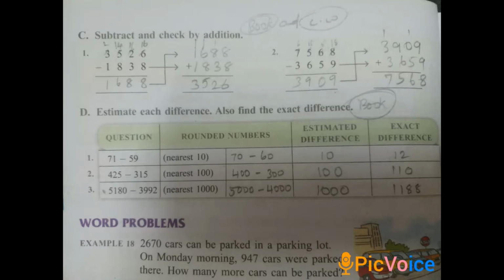Next is C1, subtract and check by addition. So they are given in the book itself with the arrow marks. We are going to do the procedure similarly. First we do the subtraction. Then by using the addition, we are going to check our answer whether it is correct or not.